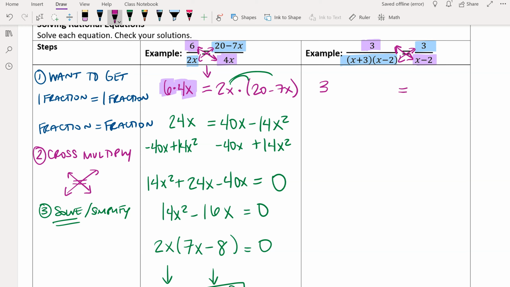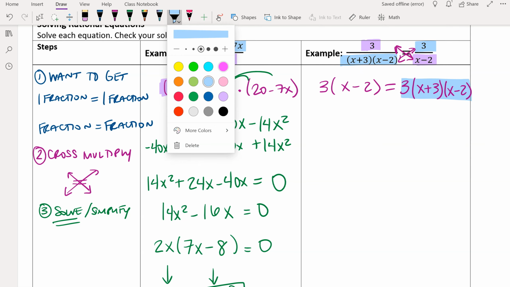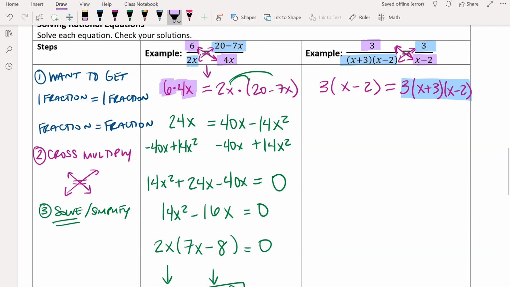Okay, here we go. We have 3 times x minus 2, which I'm putting in parentheses because there's two terms separated by subtraction, equals 3, I'm putting the number out in front, and then we have x plus 3, x minus 2. All right, cross multiplying is done. Check. Now, what's next? Simplify, right?